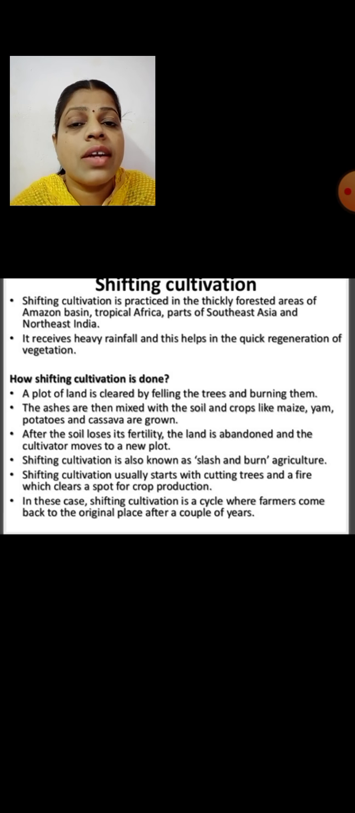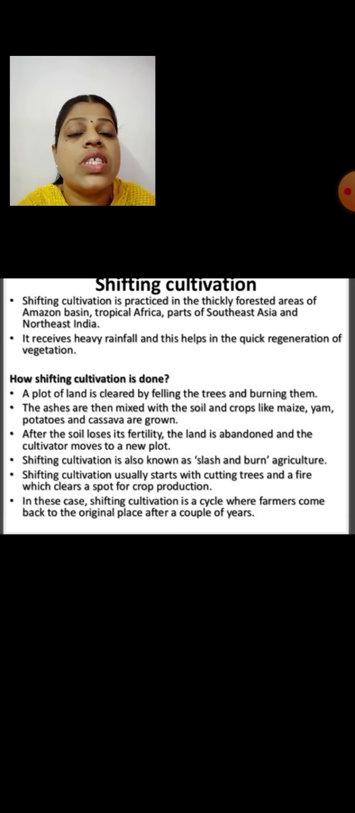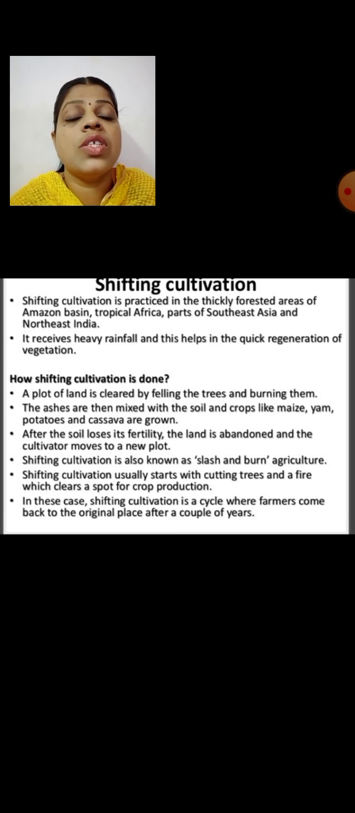So where is it practiced? It is in the thickly forested areas. In these areas, it receives heavy rainfall, and this rainfall helps in the quick regeneration of vegetation. That means more and more types of crops can be cultivated in those areas.